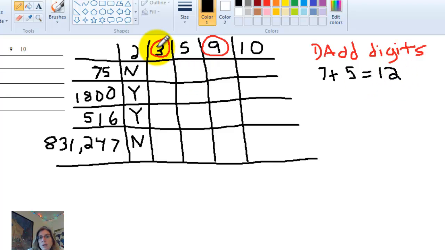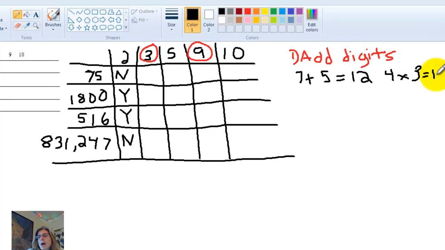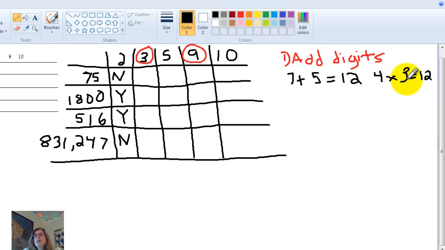So does 3 go into 12? Yes, it does, because 4 times 3 is 12. So 3 goes into 12 4 times. So in other words, that's like saying it this way. 3 goes into 12 4 times. 4 times 3 equals 12. So yes, 75 is divisible by 3.